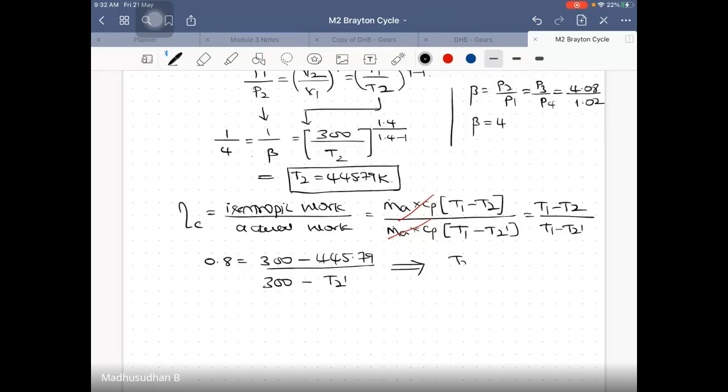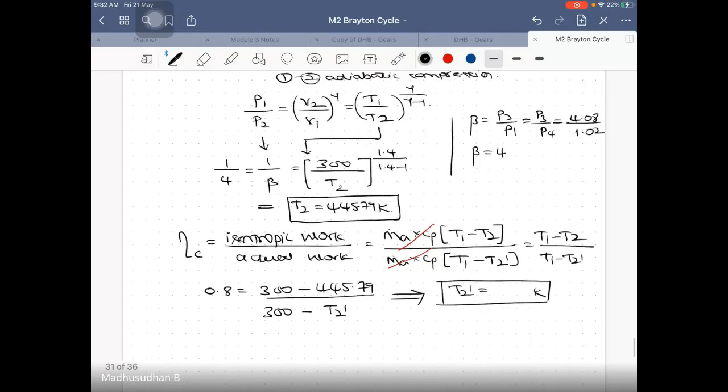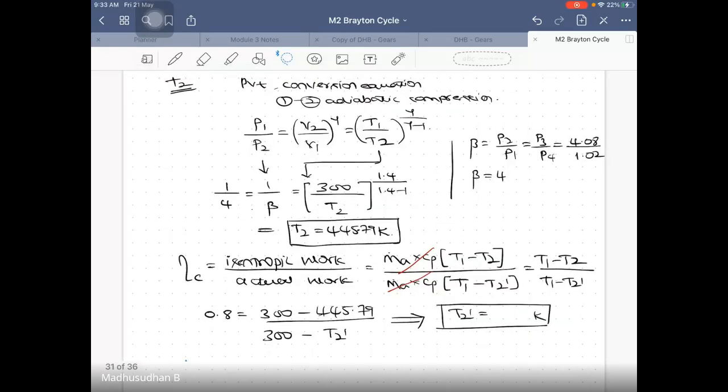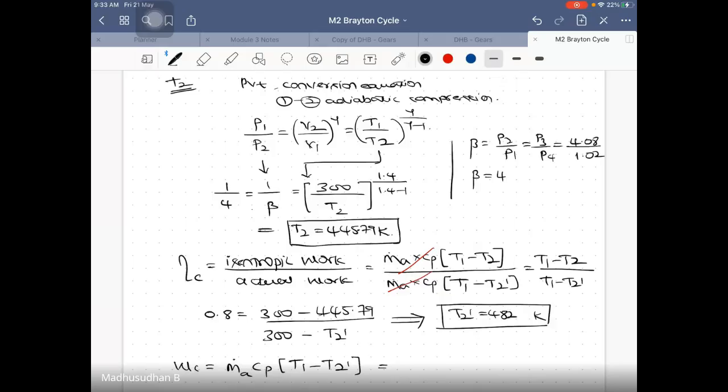From this, what is the value of T2 dash in Kelvin? 482.23. Just check the value. If it is the same value, then no issue. If it is a different value, please let me know.